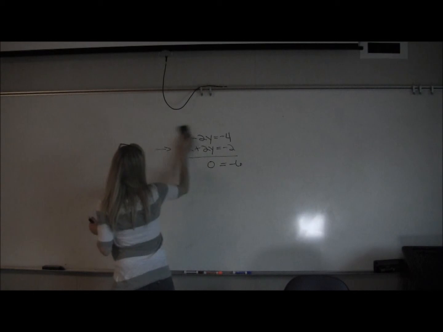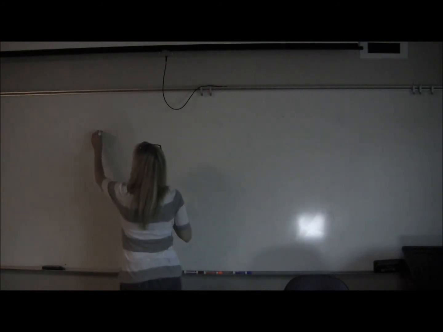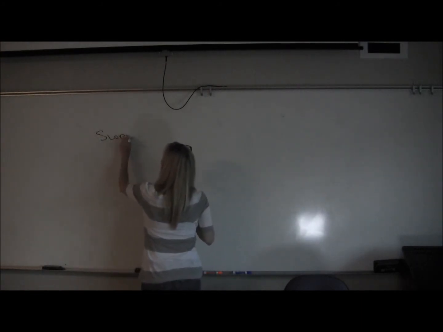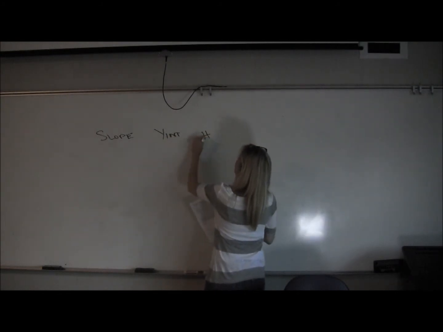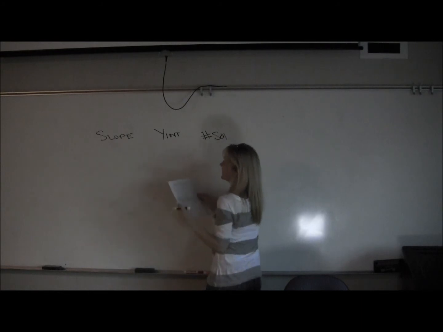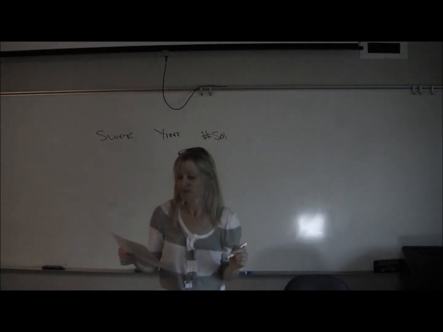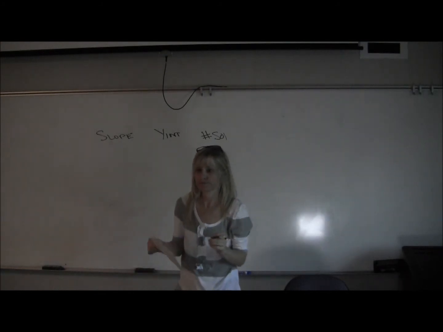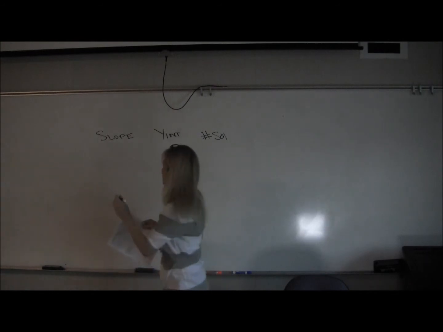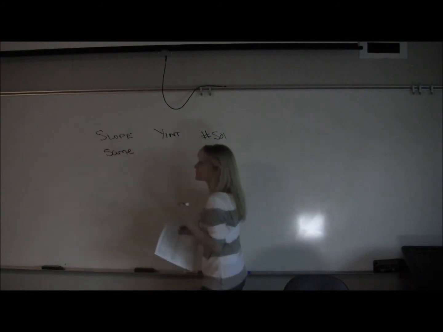I think you guys can fill it in without my help. Okay, so we have slope, y-intercept, and number of solutions. Okay, so let's look at the case where we have parallel lines. What can we say about the slopes? They're the same, they're equal. So if the slopes are the same, what can we say about the y-intercepts?